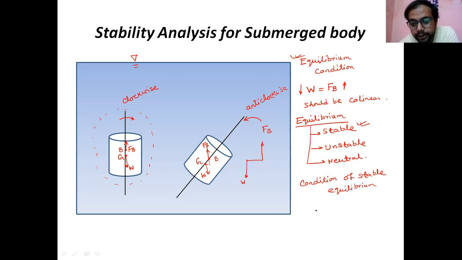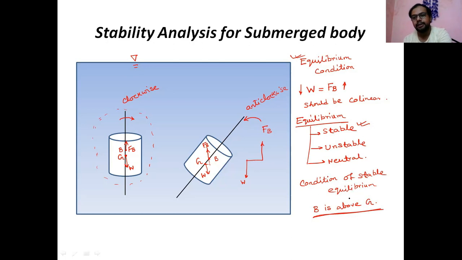That is very, very important. B, the center of buoyancy, is above G. That's why it is happening. So the condition of the stable equilibrium for the submerged body is that the center of buoyancy is above G.